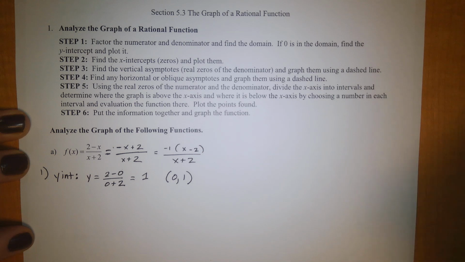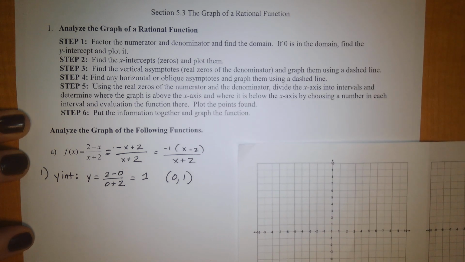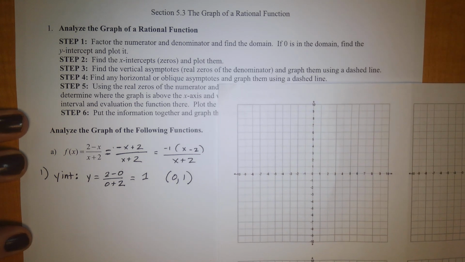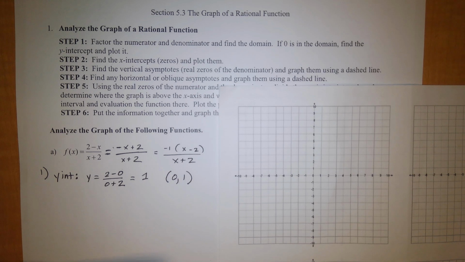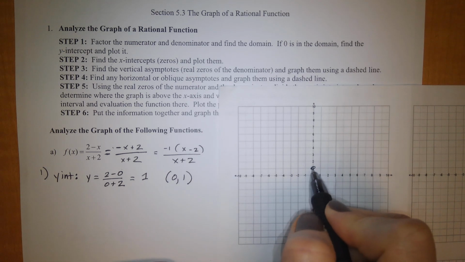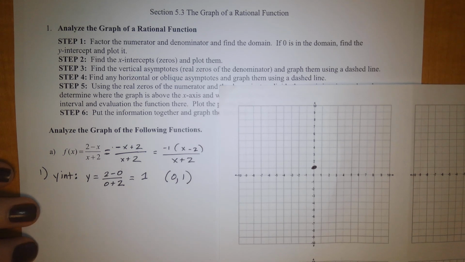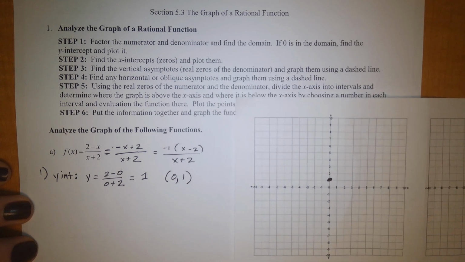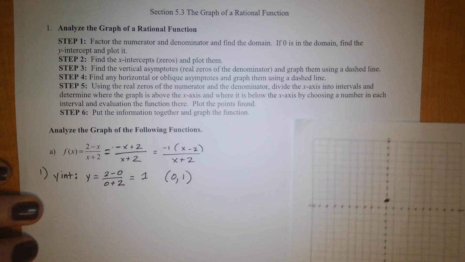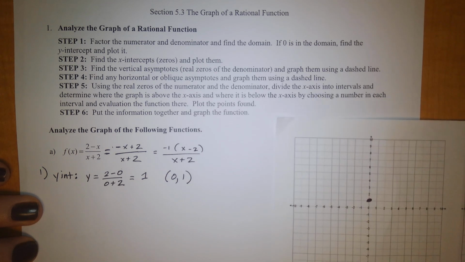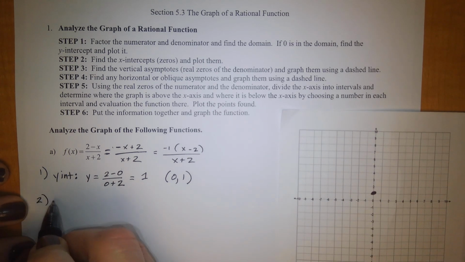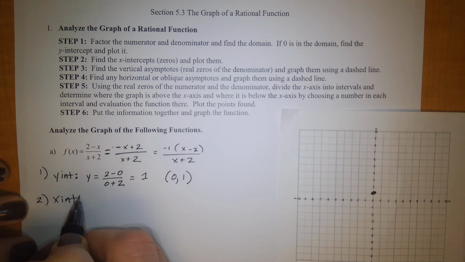I'm going to go ahead and graph that on my graph, because I like to graph as I move through the information. So I have a y-intercept at 0, 1. The next step is to find the x-intercepts and plot them. So let's find the x-intercepts. Number 2. In order to find the x-intercepts, we set y equal to 0.